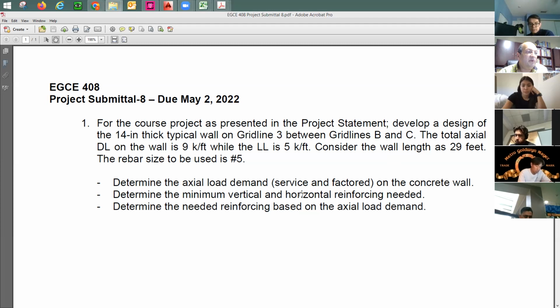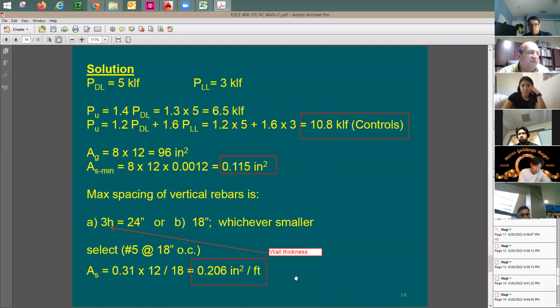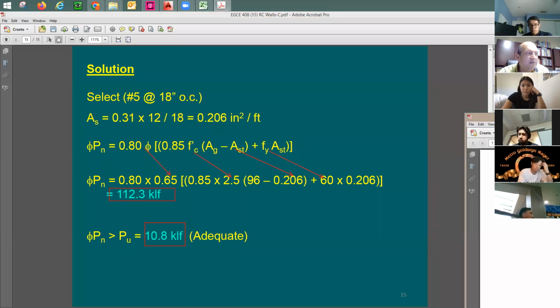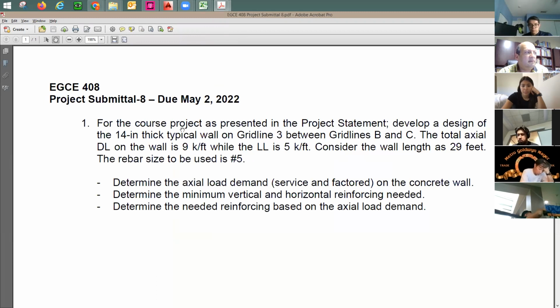Now, maximum vertical and horizontal reinforcement needed. Horizontal, you're going to be using the minimum. Vertical, also use the minimum first. This can be the minimum, based on the code equation. After that, determine the needed reinforcing based on the axial load demand. This is like the last exercise that we have done. First find the minimum, and then you check the capacity. If the minimum is good, you're fine, you're done with this exercise.